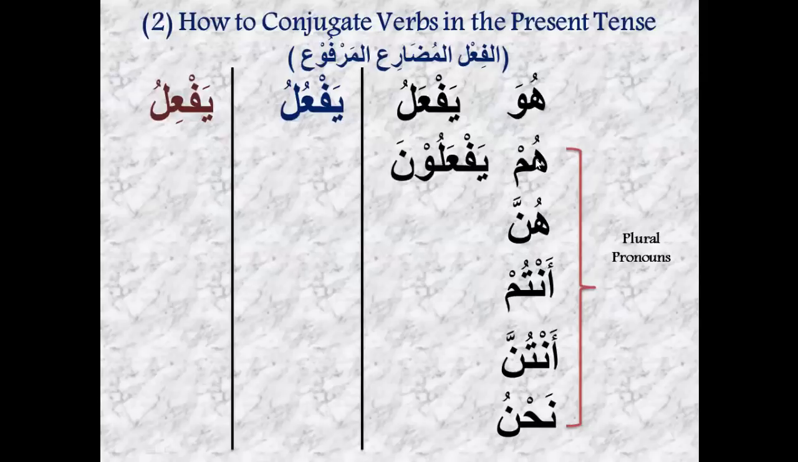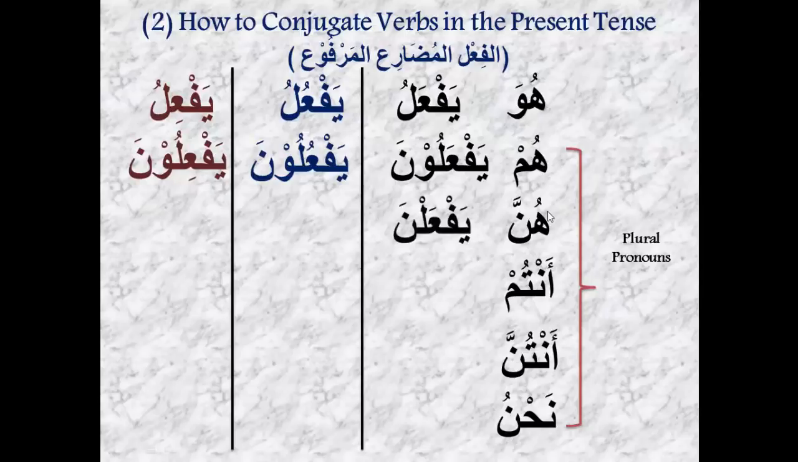Notice how we've added una to the end. Yaf'aluna. Huwa yaf'ulu, hum yaf'uluna. Huwa yaf'ilu, hum yaf'iluna. Hunna, we have hunna yaf'alna, hunna yaf'ulna, and hunna yaf'ilna. We've shortened, we've added a sukun onto the lam, and we've added a noon with fatha afterwards.